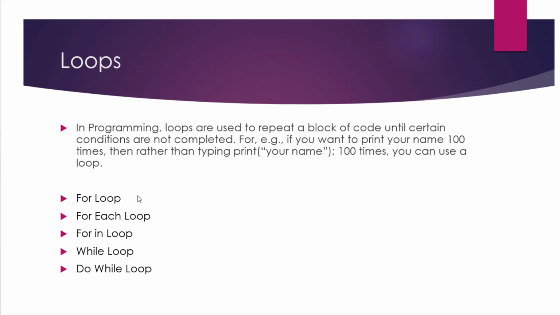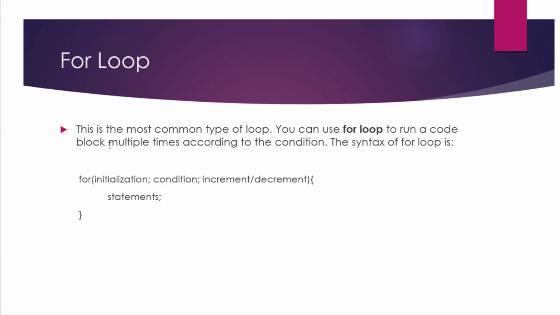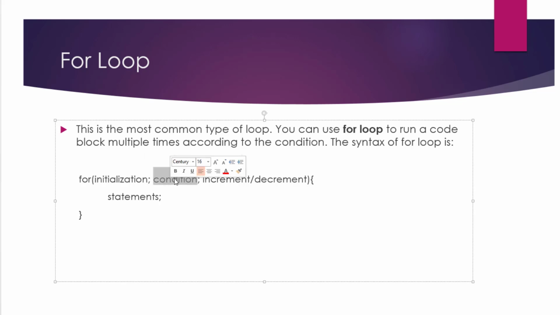Our first loop is the for loop, right? In this tutorial, we will discuss the for loop. This is the most common type of loop. You can use a for loop to run a code block multiple times according to the condition. Here you can see the syntax of the for loop. First of all we do our initialization, and after the semicolon we write our condition, and after the condition we use increment or decrement of the variable, right? And here inside curly braces we write our statements.